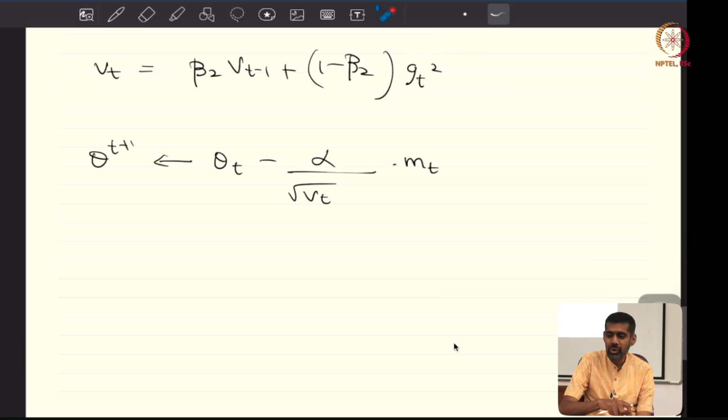Okay. So this completes our discussion on neural networks. We will next go to the classification and regression trees, decision trees, and subsequently we look at ensemble methods.